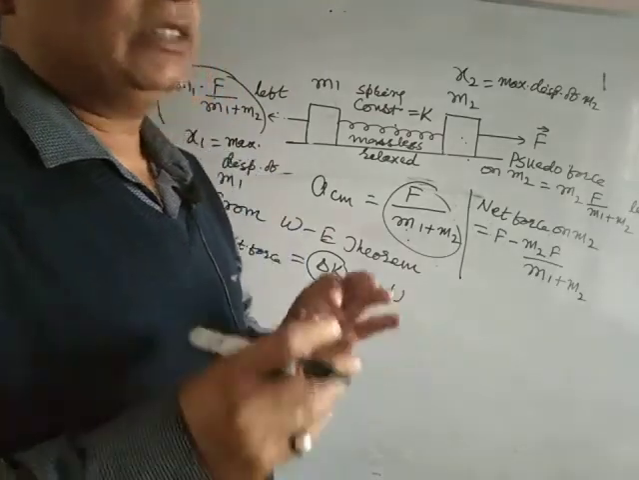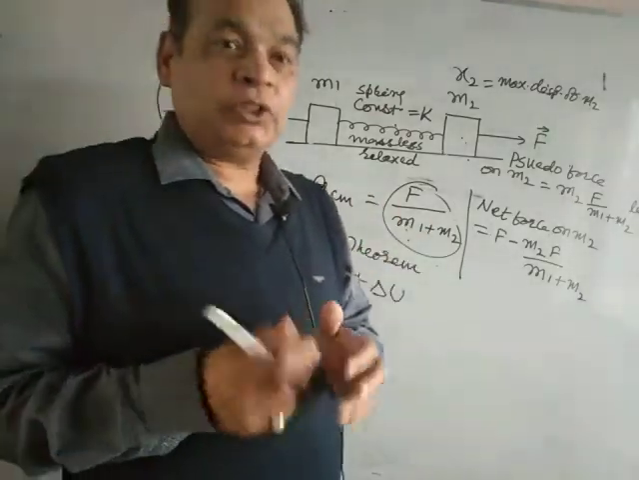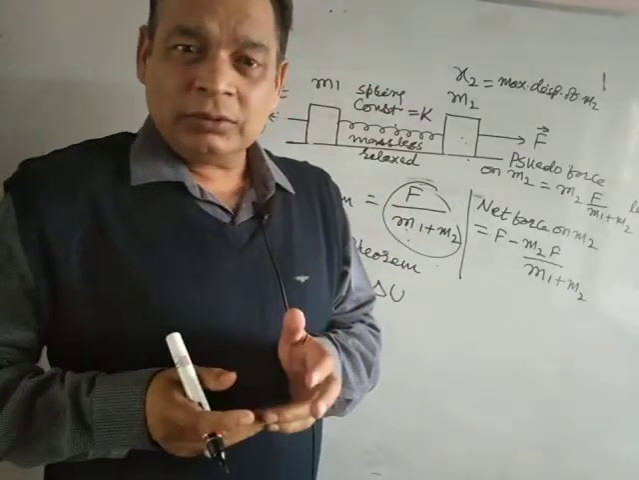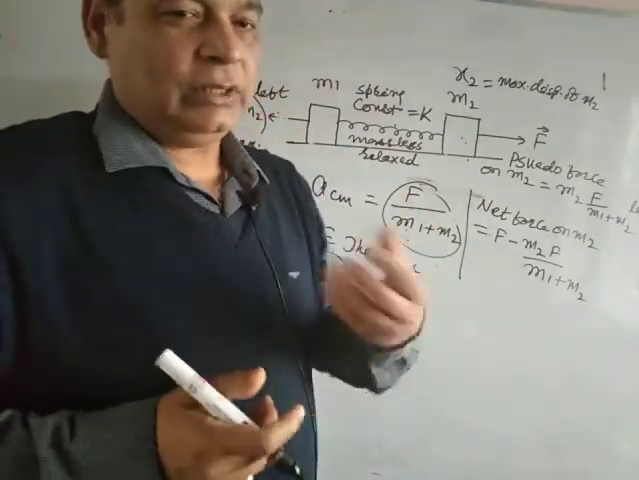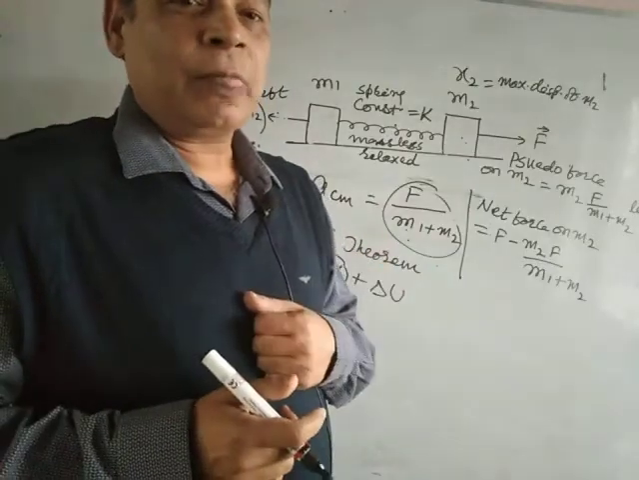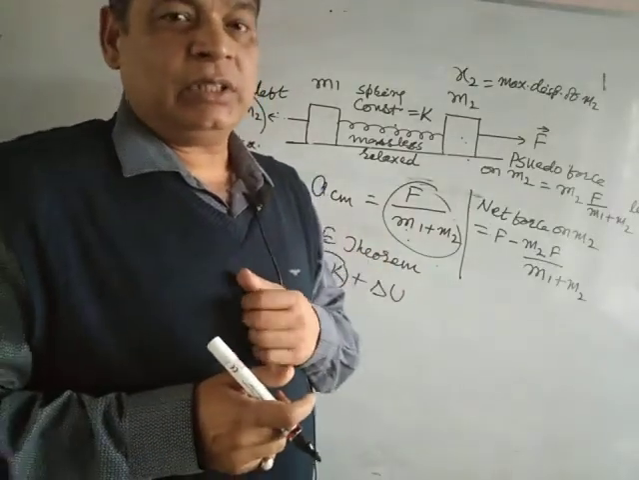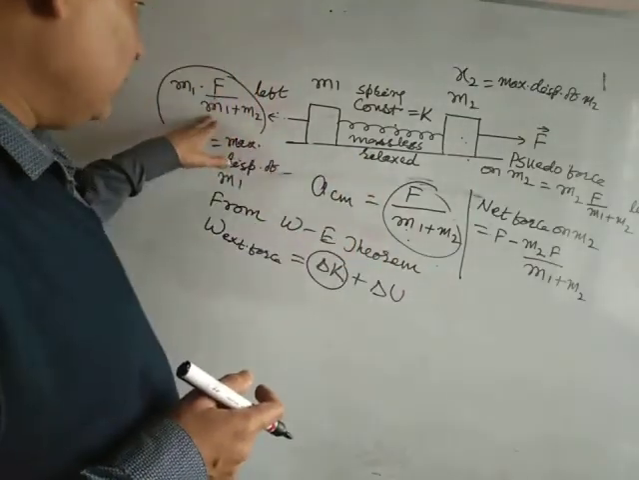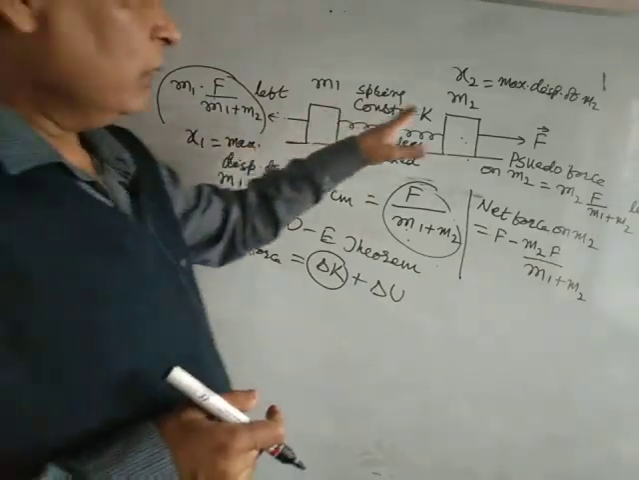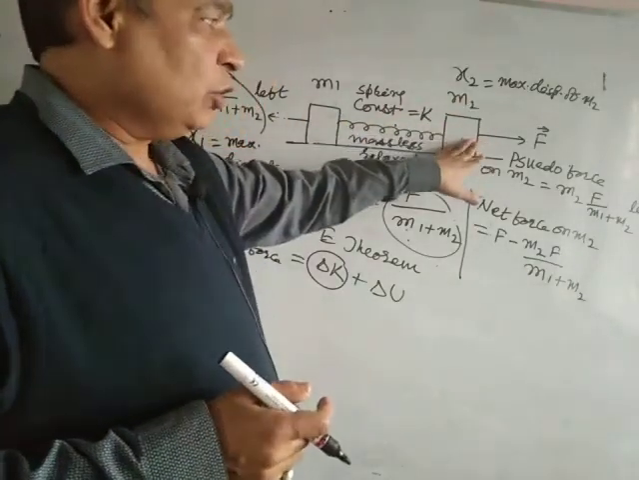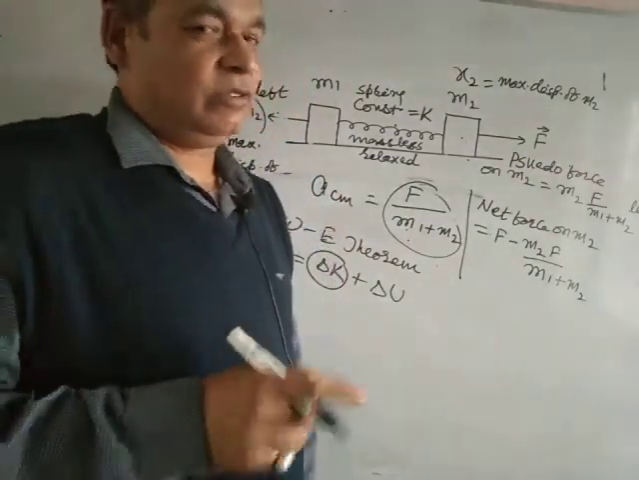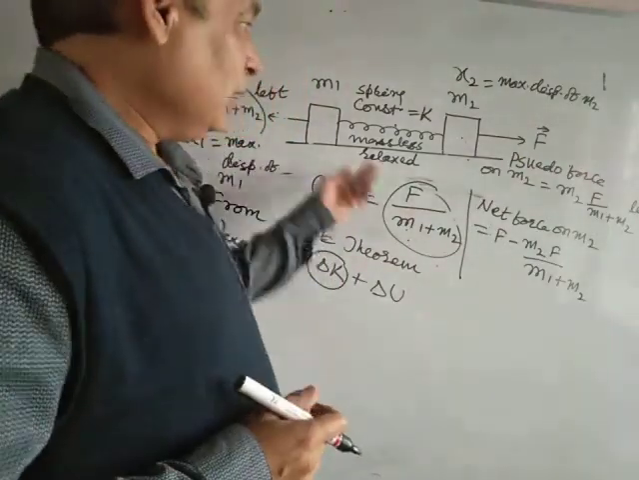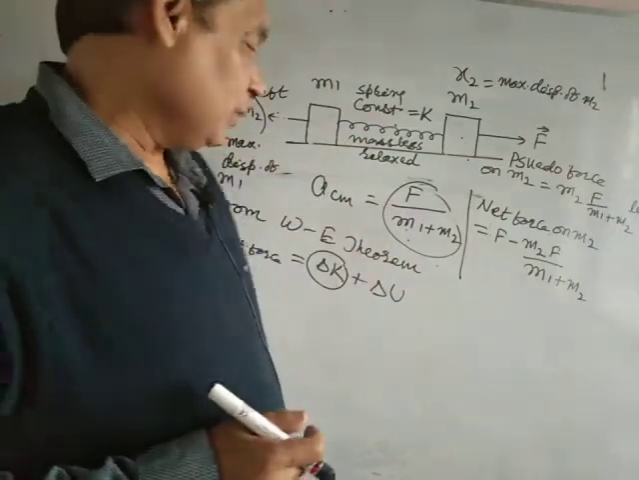At any maximum quantity, the rate of change of that quantity will be 0. So velocity is the rate of change of displacement, position x1. And it is maximum, so the velocity of M1 at that time will be 0. When x2 is maximum, the velocity of M2 will be 0. At maximum displacement, certainly velocity will be 0. Right? In the same frame. Okay.